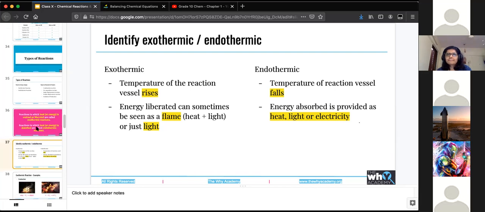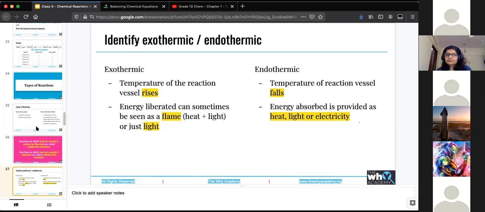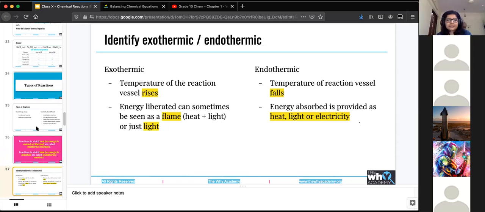Yeah, Netri? Ma'am, what if the temperature remains the same? Then would it be exothermic or endothermic? Neither, actually. If the temperature remains the same and you're not doing anything else, like you're not heating it, you're not lighting it or something, then it's neither.